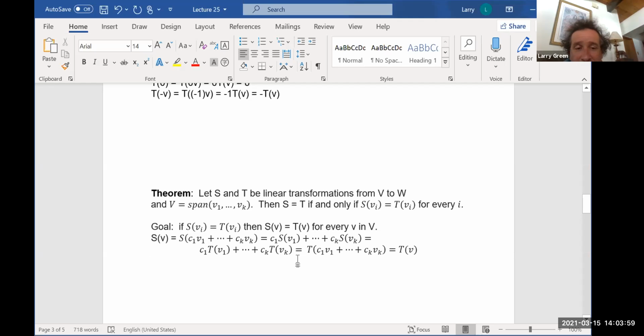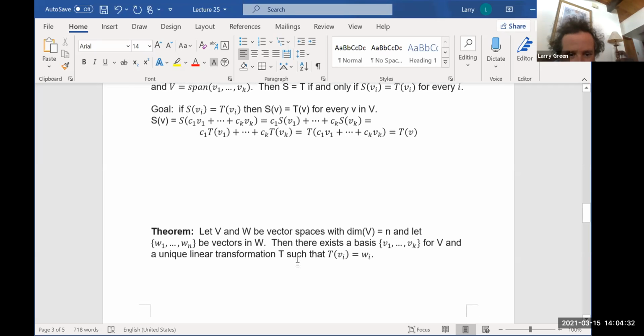Any questions on the proof? So that means S of V is T of V for any V. So that means S and T are the same. Any questions on this theorem and the proof? What this says is that if you know what a linear transformation does to elements of the span, then we know what it does to everything.